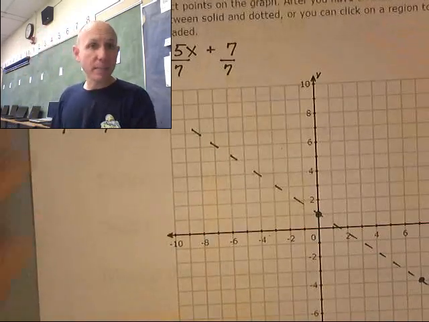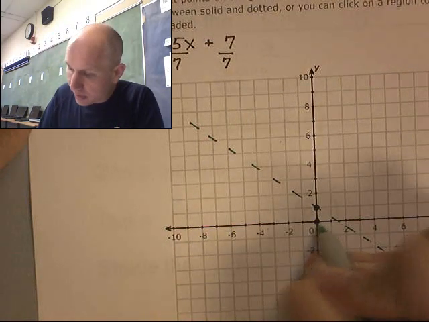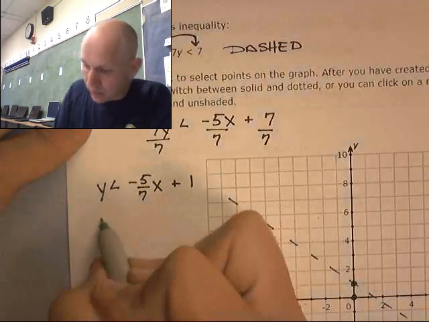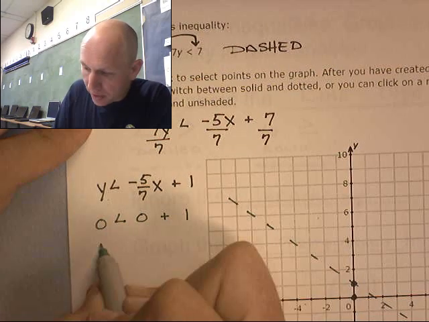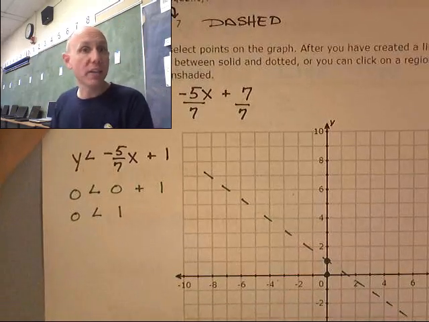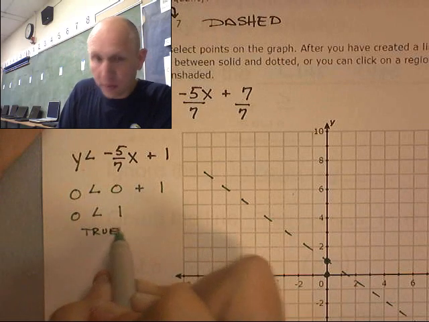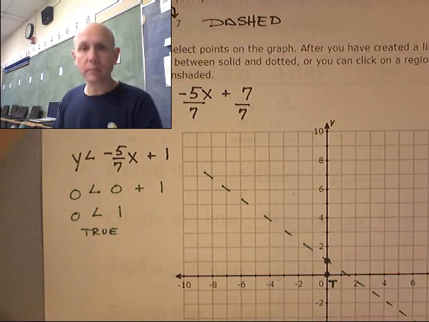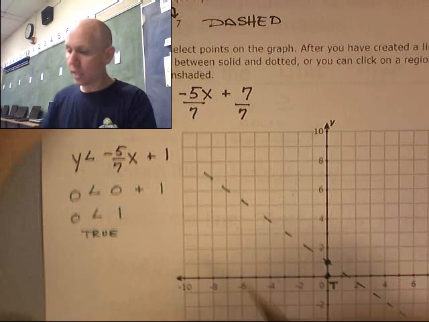Now we're going to pick a test point and figure out where we need to shade. 0, 0 is a great test point. Let's see what 0, 0 is doing for us. 0 is less than 0 plus 1. 0 is less than 1. Is that true or false? That is true. So this point right here is a true point. So the true region is below the line.